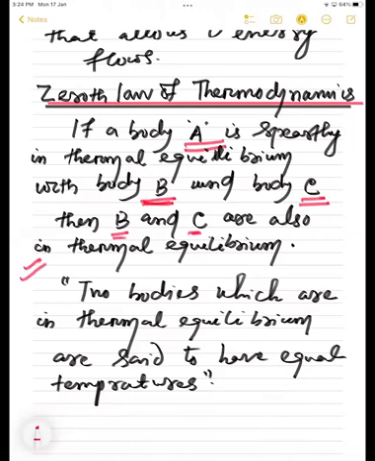That means A and B have the same temperature. Thermal equilibrium means they are said to have equal temperature. If A and B are at the same temperature and A and C are at the same temperature, then B and C are also at the same temperature. That is known as the zeroth law of thermodynamics. Then after this, let's learn about what is heat, what is internal energy, and what is work.